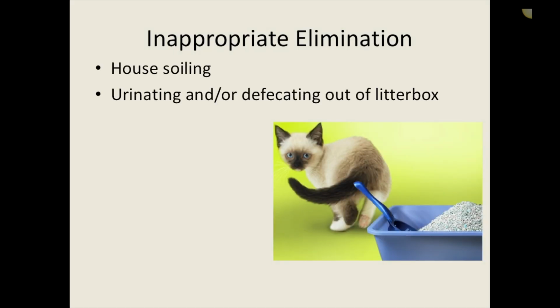So looking at inappropriate elimination, this one's always challenging, and this is probably the number one reason that people get rid of cats, unfortunately. So this is house soiling, so urinating and or defecating out of the litter box. There's a lot of reasons that cats might start this behavior. The question is why? There's so many reasons why.